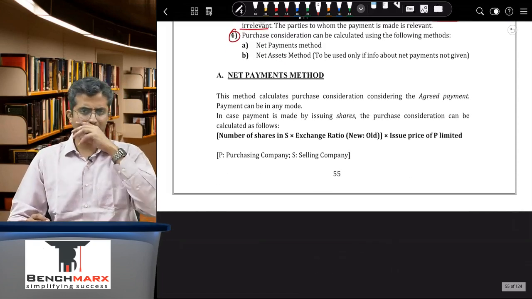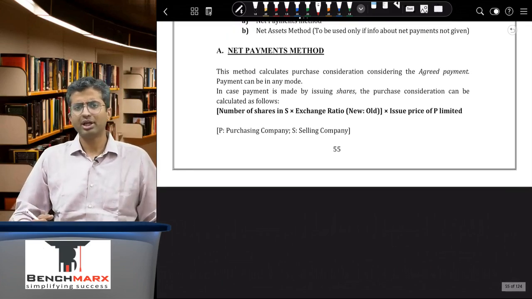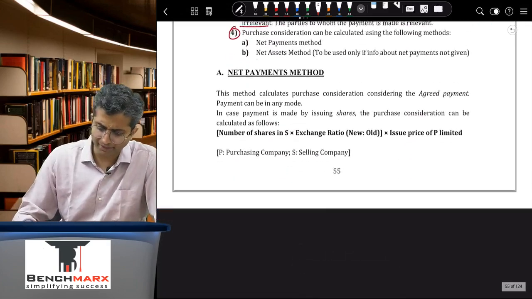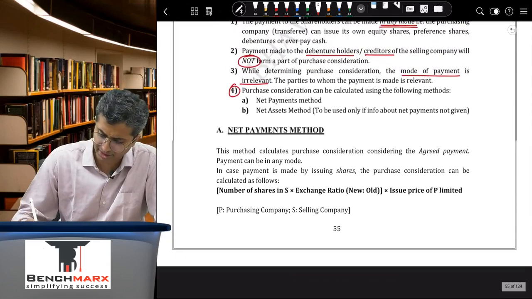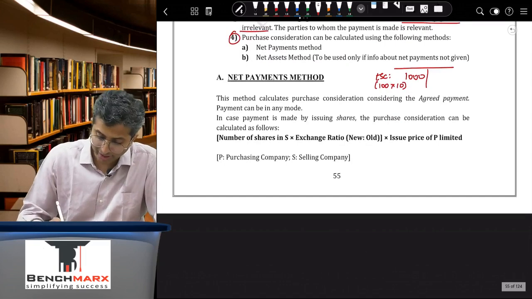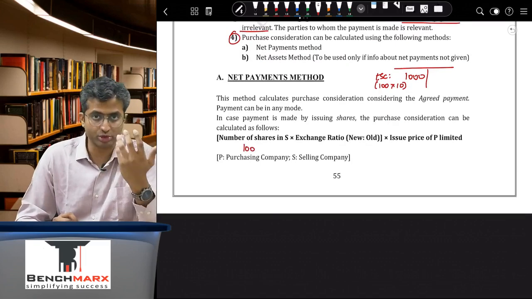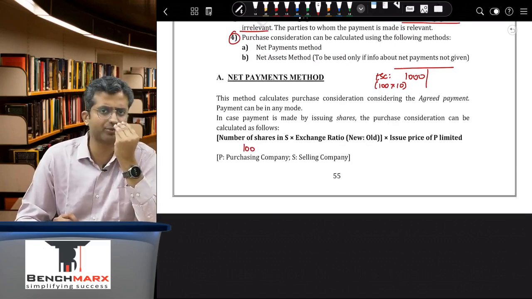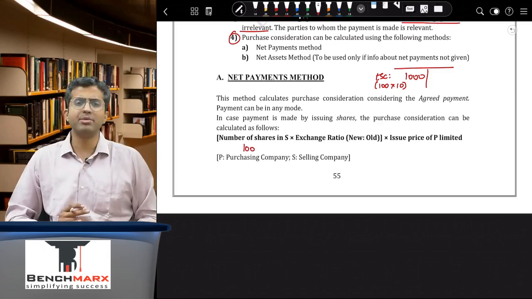Okay, when we look at the net payments method, what will we take? Well, we will take, for example, shares of the selling company. There can be various ways in which you can find the net payments. There is a typical scenario where, for example, the selling company has equity share capital of let's say 1000, made up of 100 shares of rupees 10 each. Against 100 shares of the selling company, what is issued? Sometimes directly cash is paid. So 15 rupees is paid for each share of the selling company. 100 into 15, 1500 will be PC.